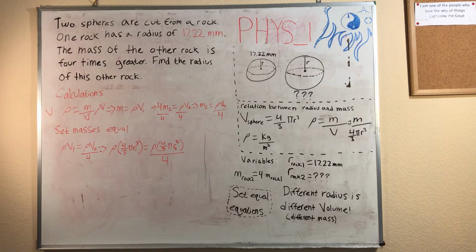Now we can just go ahead and cancel all like terms on both sides, crossing out rho, our 4/3, and our pi. The equation that's left is radius sub 1 cubed equals radius sub 2 cubed divided by 4. Now we multiply by 4 on both sides and cancel the 4 on the right. What's left is radius sub 2 cubed equals 4 times radius 1 cubed. Be careful there, flip that.